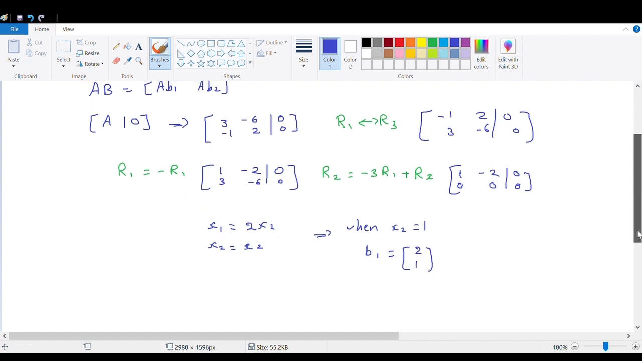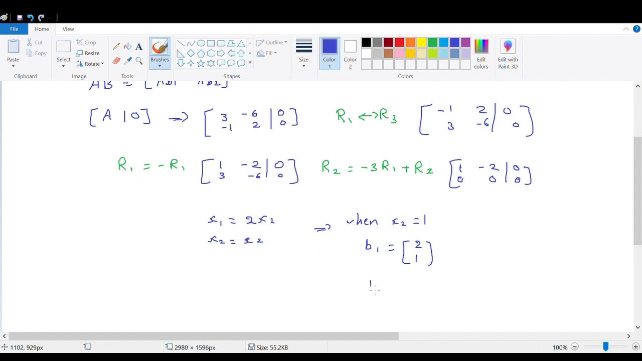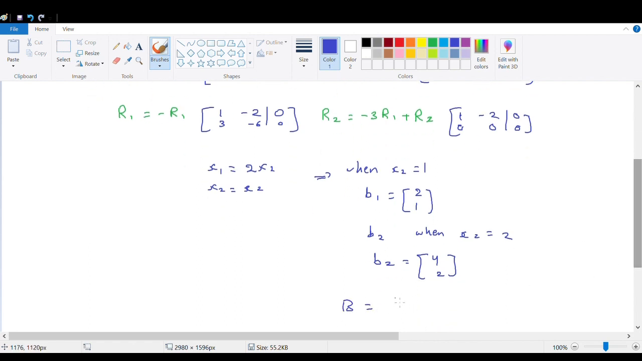Then we need also to choose another b2. So b2, let us say when x2 is equal to, for example, 2, so b2 will be equal to 2 multiplied by 2, which is 4, and this one is 2. So from here our B is equal to [b1, b2] equal to [2, 4; 1, 2]. You can construct many vectors such that A multiplied by this vector gives you the 0 vector, because here x2 is free, so it is dependent on the value of x2.